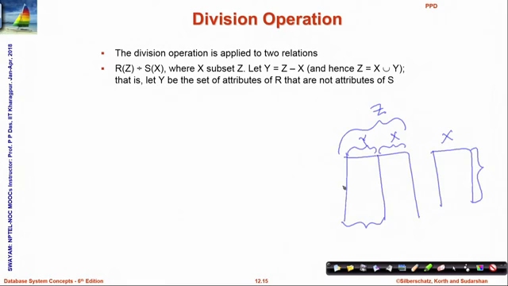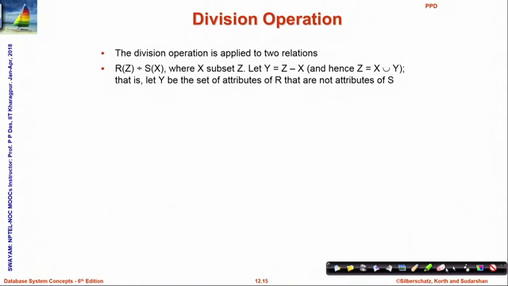So, for every tuple here, if there are say 4 tuples here, a tuple here must have all these 4 tuples along with it in the result. If it does not have any one or more of them, then that tuple will not feature in the final result.